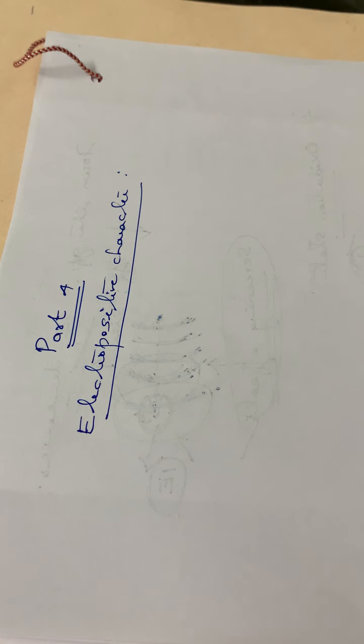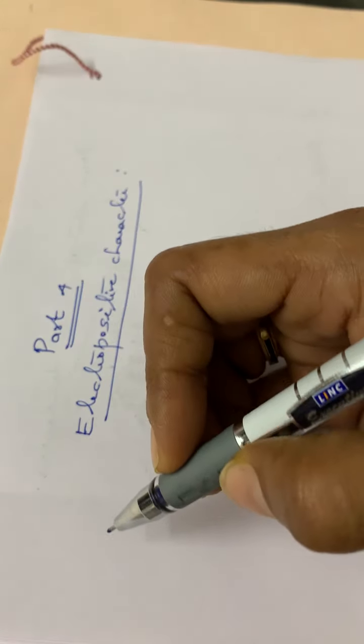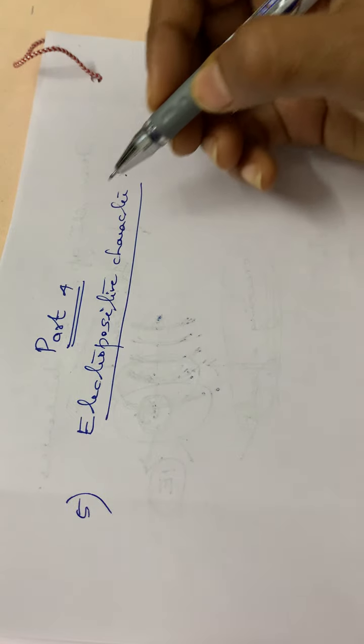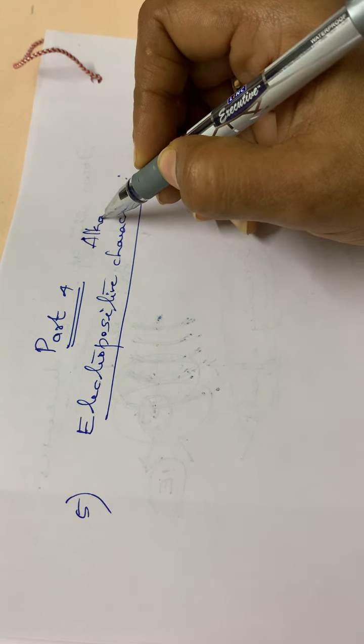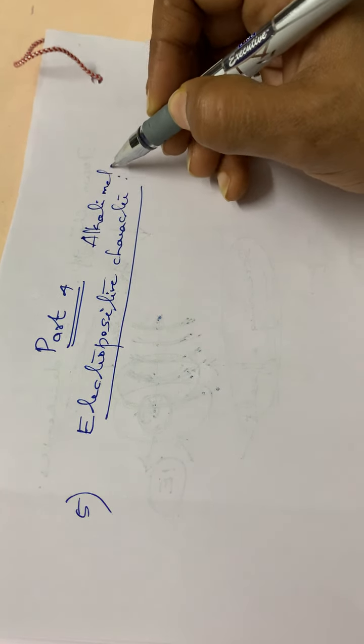Good morning, dear students. So far we have been discussing the general characteristics of alkali metals, isn't it? We had discussed the electronic configuration, then atomic and ionic radii, and also the ionization enthalpy, along with the oxidation state. So next is the electropositive character of alkali metals.